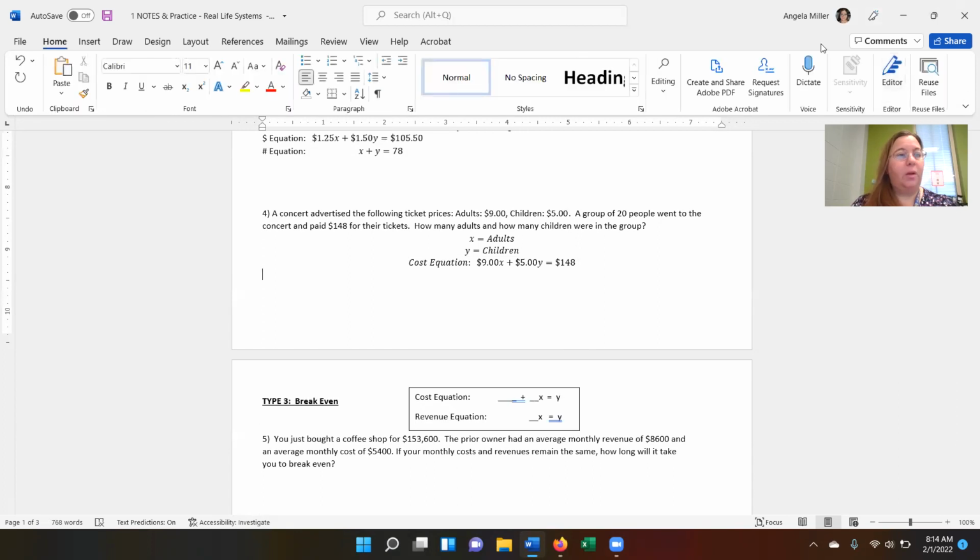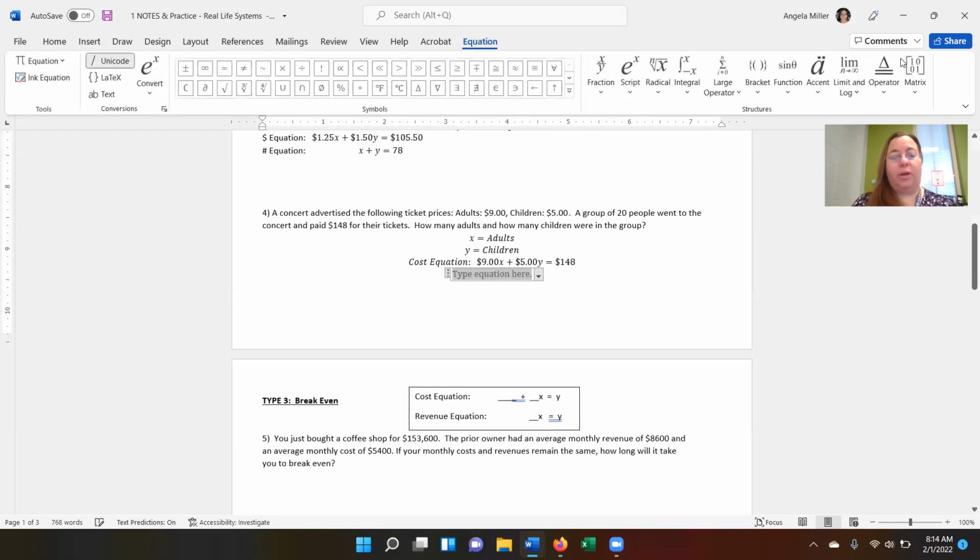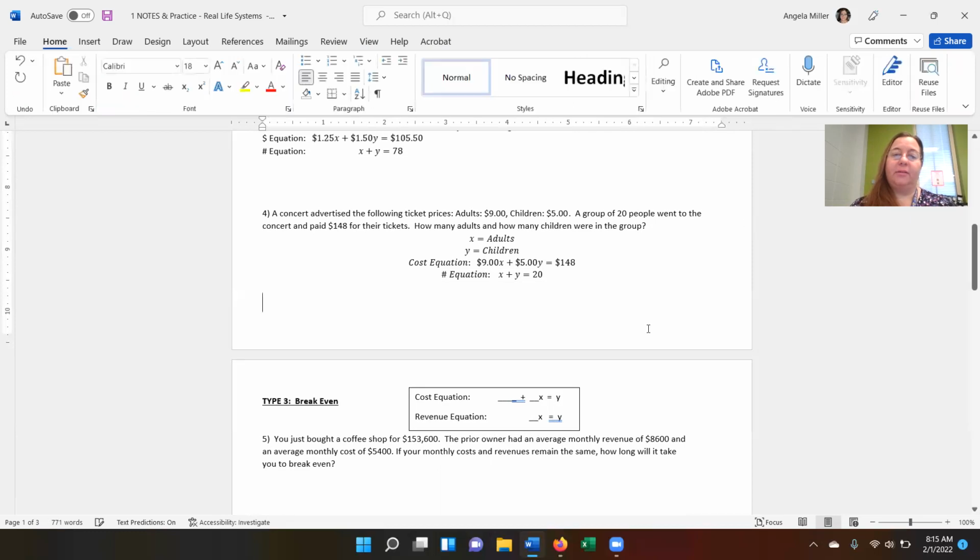Great job. All right, and then finally, we want to do our number equation. So in this case, same as before, right? X plus Y, the number of adults plus the number of children equals the number of tickets that were sold. So 20 people in the group, so they bought 20 tickets. Perfect. Great job.